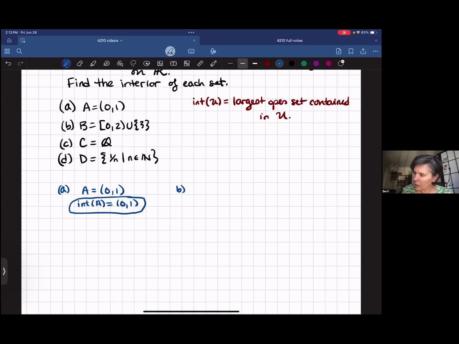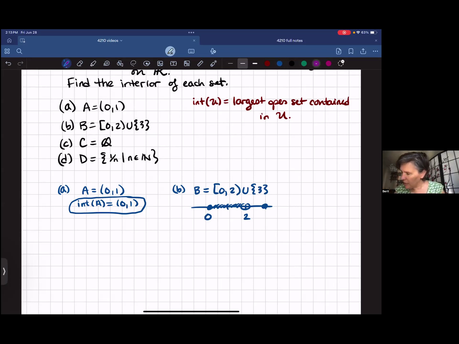The next one, B, is the set closed at 0, open at 2, that interval, along with the point at 3. So let me draw a number line. 0, open at 2, and then a dot at 3, and it's everything in this region. All right, so we want an open set that's contained in B. Open sets have to be made out of open intervals. So how big of open intervals can I squeeze inside of B? I want to make an open interval as large as possible inside of B.